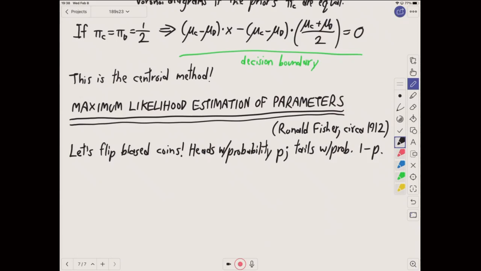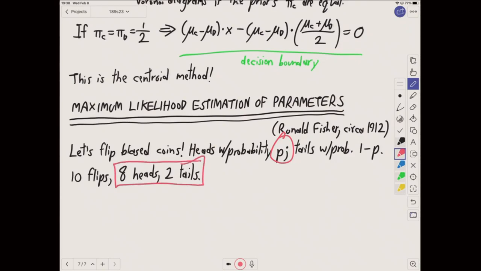All right, so suppose I'm flipping my coins and I do 10 coin flips. And suppose that 8 times it comes up heads, and the other 2 times it comes up tails. So the kind of weird question a statistician would ask is, what value of p is most likely to give you this outcome? All right, well, let's try to figure that out.